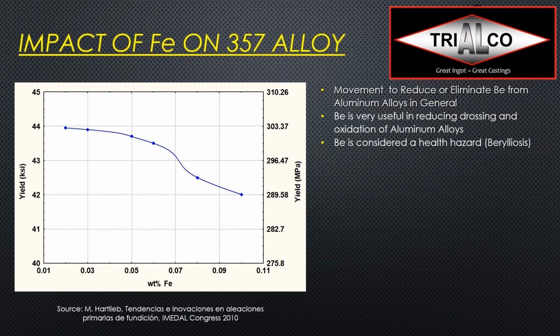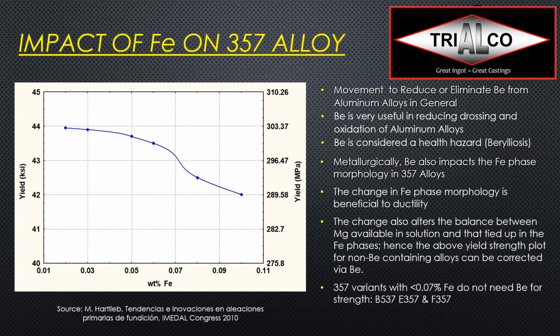In 357 alloys, the A357 contains beryllium. Beryllium is used on the one hand to reduce drossing and oxidation in aluminum alloys if we have a higher magnesium content like we do in a 357 type alloy where we have 0.5, 0.6. But it's considered a health hazard. It can cause berylliosis. But it is also proven to impact the iron phase morphology in these type of alloys.